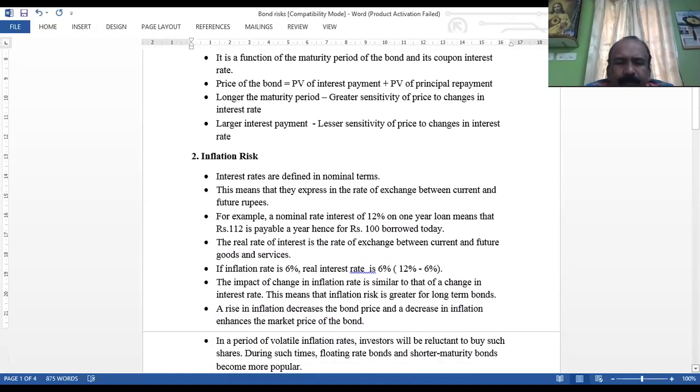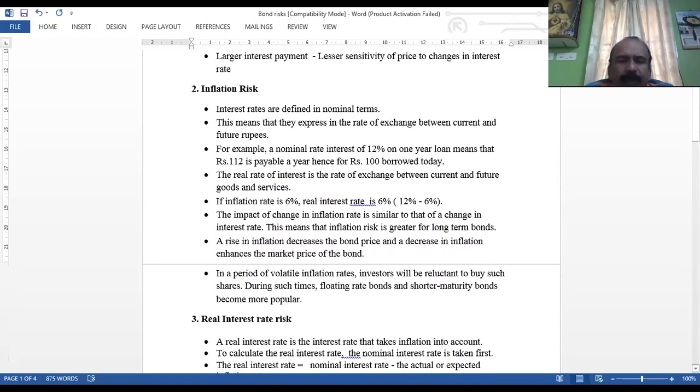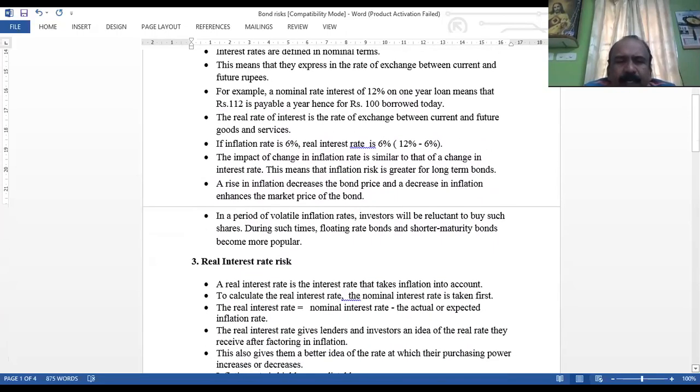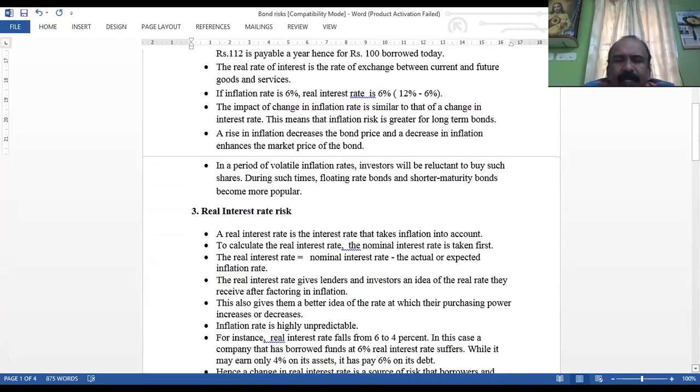Here we should have the term called nominal interest rate. Nominal interest rate means the coupon interest rate. And then there is the real interest rate, which means the rate after deducting the inflation rate from the nominal interest rate. For example, the nominal interest rate, the coupon interest rate, is 12%. The inflation is say 6%. The real interest rate will be 6%, 12% minus 6%.